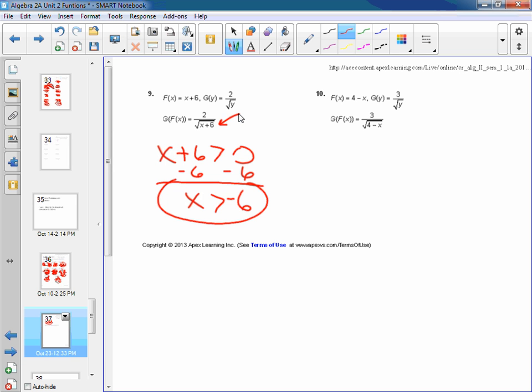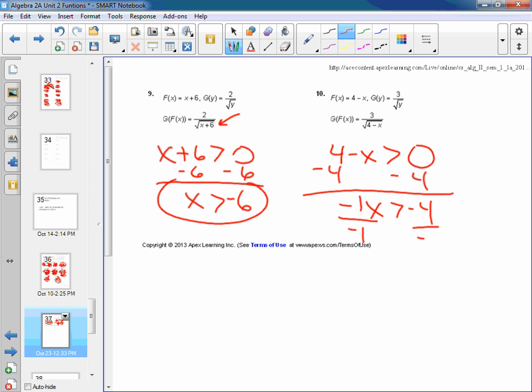So the same thing here, this 4 minus x has to be greater than 0. We can't say or equal to because it's in the denominator. Subtract 4, and this is going to run us into that problem where we have a negative x. So that's okay. We're just going to divide by -1. So x is less than 4. So the domain there is all values of x less than 4.